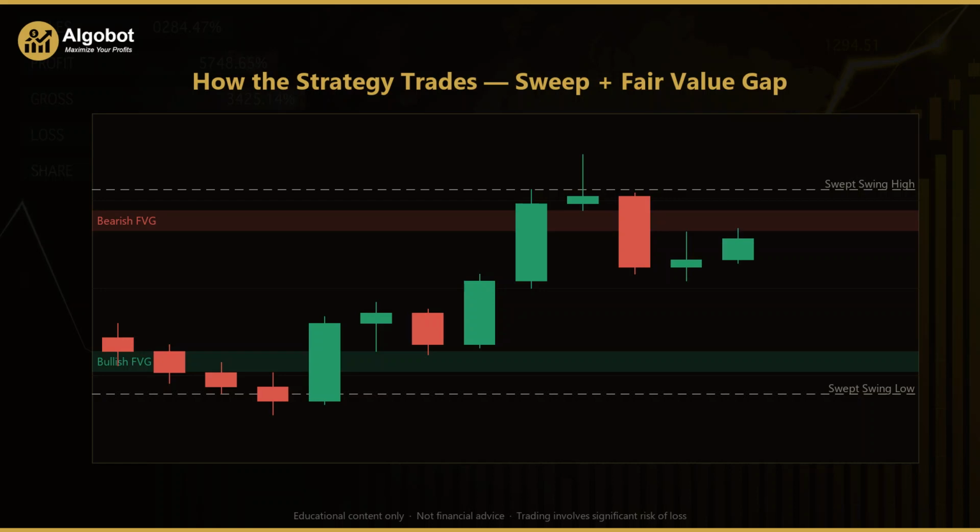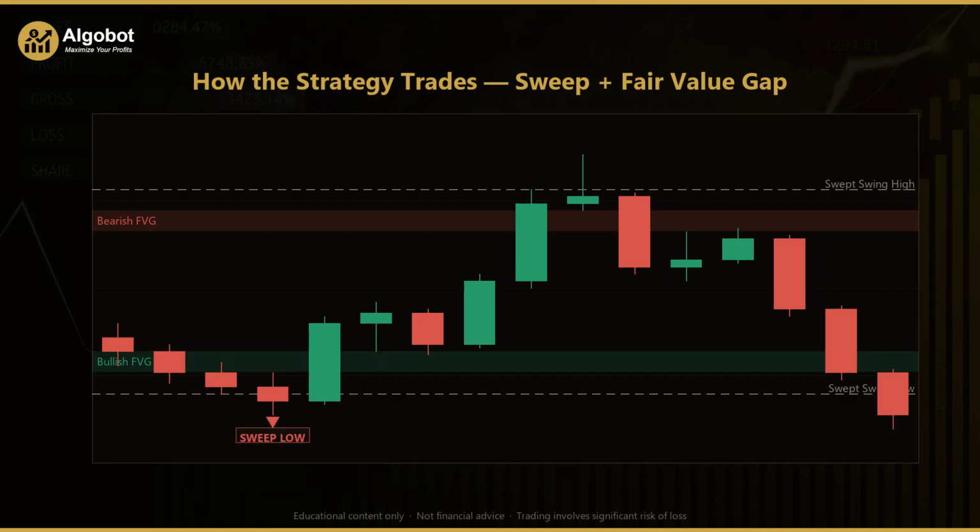Price doesn't run away just yet. A couple of candles later it retraces gently back down into that green gap, and this is where the buy entry triggers. The protective stop sits just below the swept low. From there, price lifts away and reaches the take profit, a fixed multiple of the risk, marked higher up.